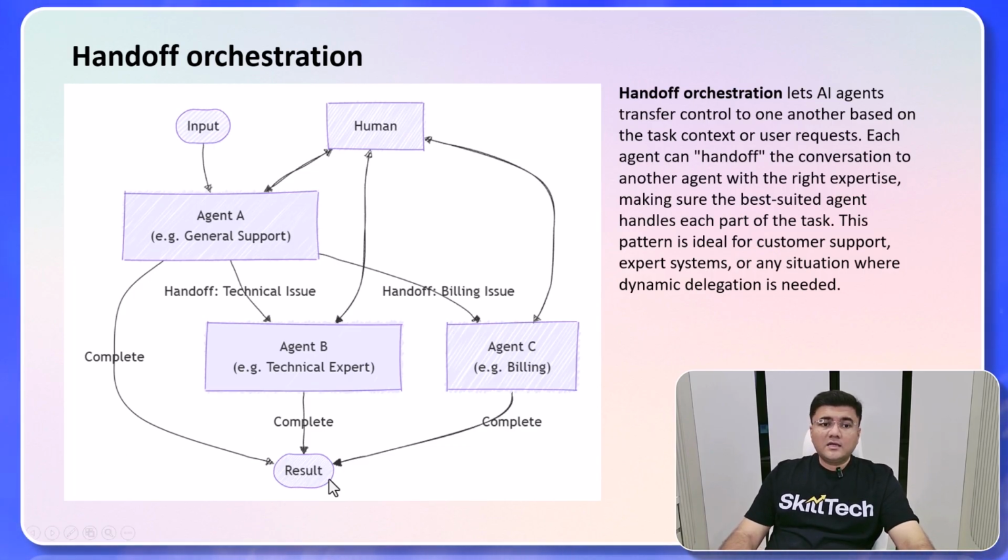Or there are chances that it's not general support, it's not technical expert support that is required, and it's not a billing issue either. For all other issues, maybe this general support agent or any other agent will not be able to fulfill the user's request. In that case, maybe it's going to give some kind of phone number for you to coordinate with a human being. You have to call that person, explain your issue, and then maybe you'll get the support. This is what happens mostly in customer support systems. That's where the human comes into the picture, and the human is going to take care of the result-specific things. Now, you can use this for expert systems or any other situations where dynamic delegation is needed.